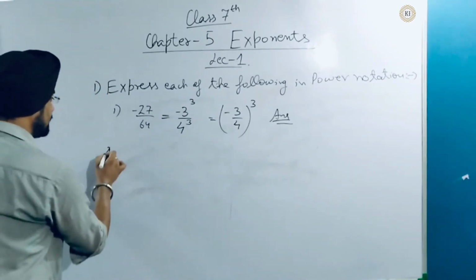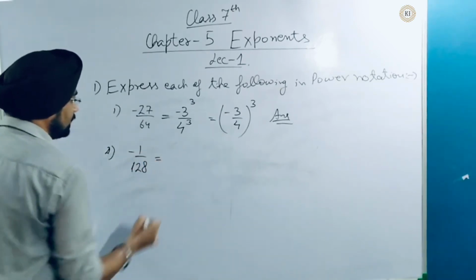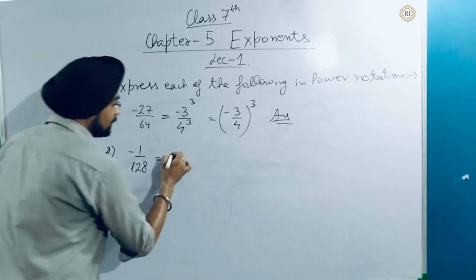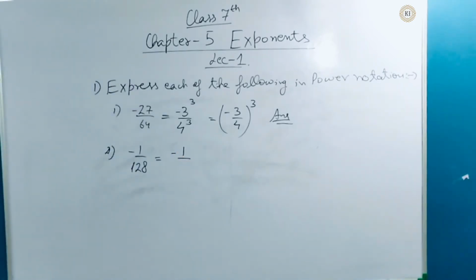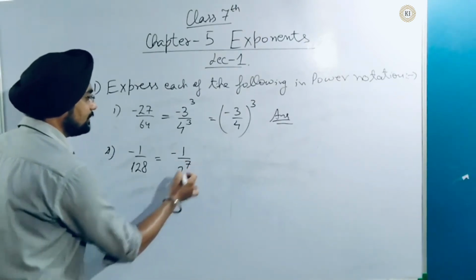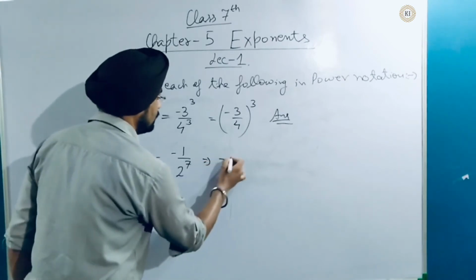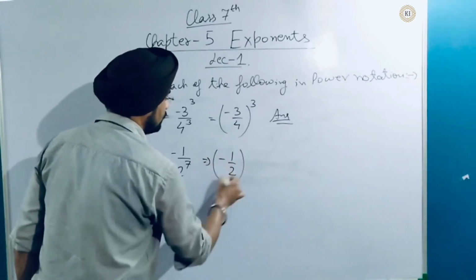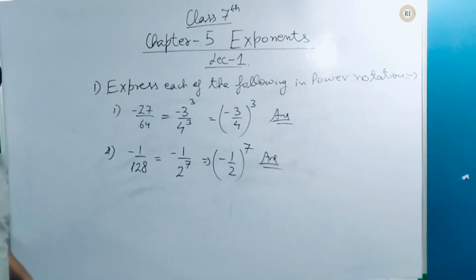Now suppose second question is given as minus 1 upon 128. When you break 128 into prime factorization, it will come 2 to the power 7. It means 2 will come 7 times. So we can write this value as minus 1 upon 2 whole to the power 7, and this will be our answer.